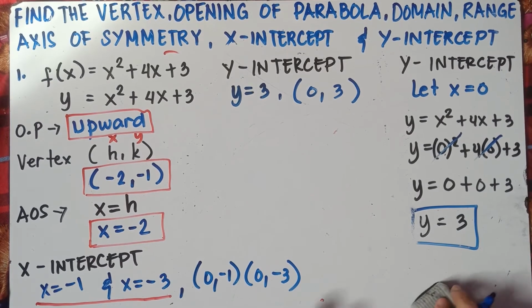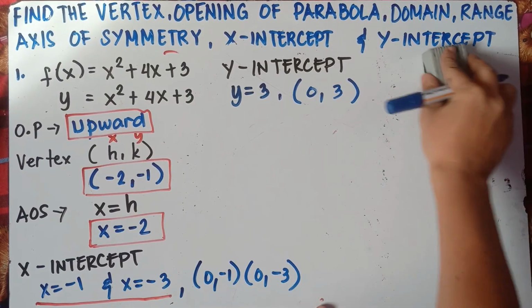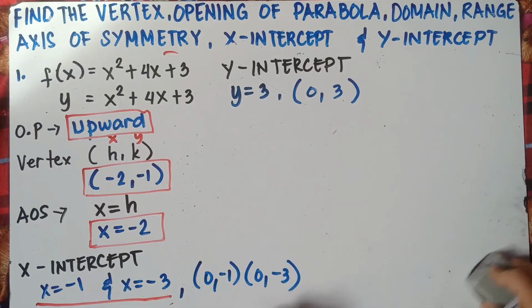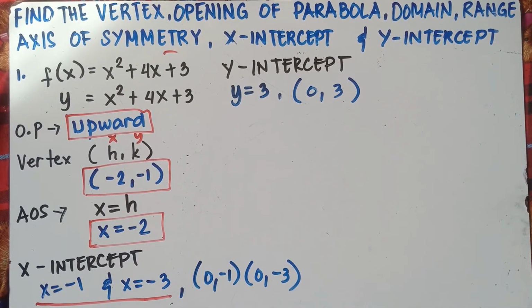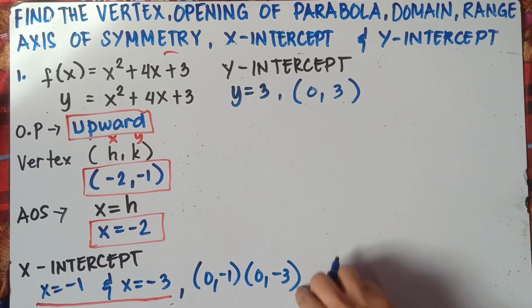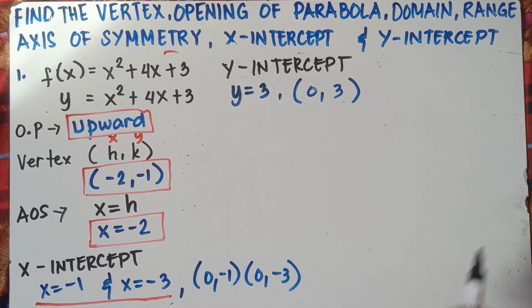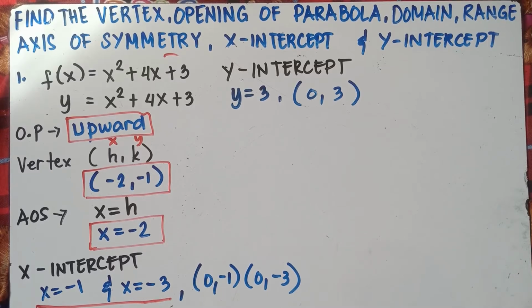Alright, so almost done. We will be finding the domain and range. But before finding the domain and range, class, we need to graph this one for you to really understand how to find the domain and range. So let's graph. Let's check, class, if our graph really passes through this x-intercept and y-intercept. Just remember, class, in graphing this one, I hope you remember how to plot points. Alright, so let's graph.